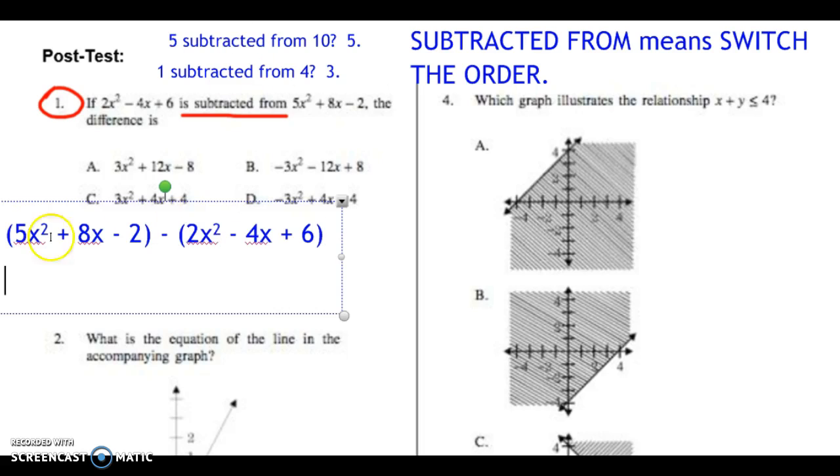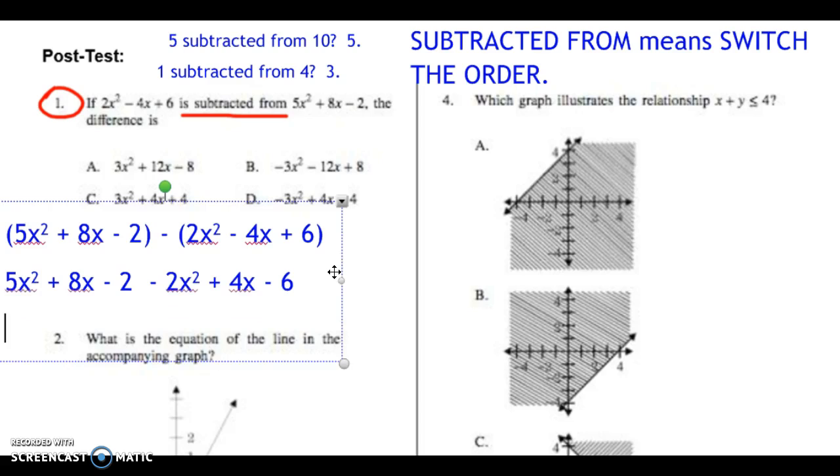So the first one is exactly the same. I could just literally copy and paste it. And I don't need the parentheses because the first one isn't being changed. But the second polynomial is going to be changed. Negative distributed to 2x squared is going to make this into minus 2x squared. Negative distributed to negative 4x makes the 4x become a positive 4x. And the negative distributed to a positive 6 makes the positive 6 into a negative 6.